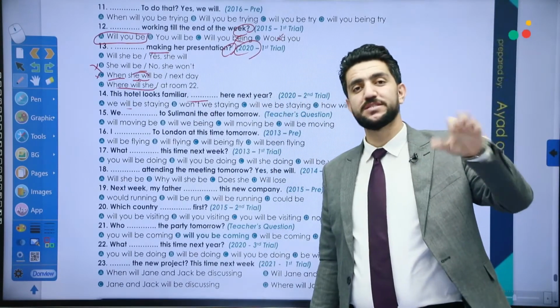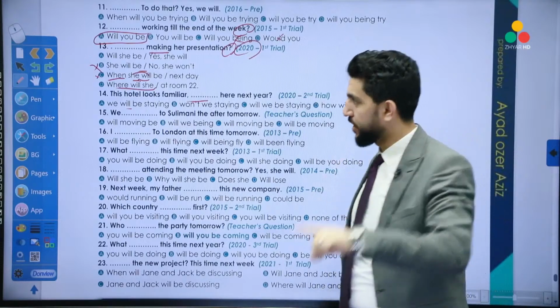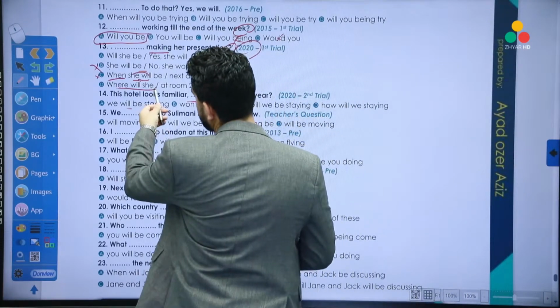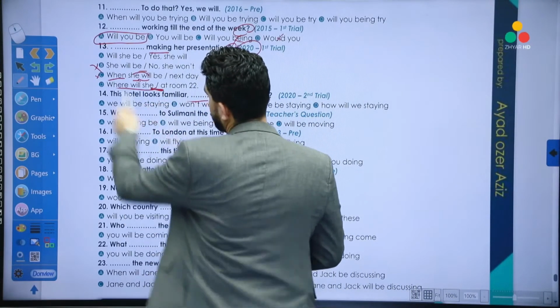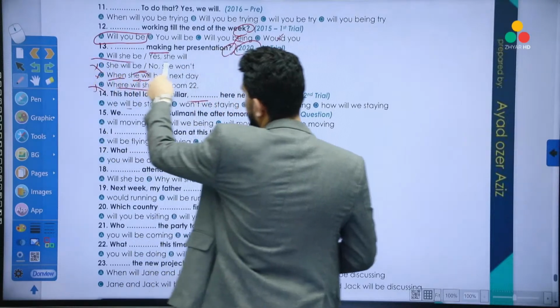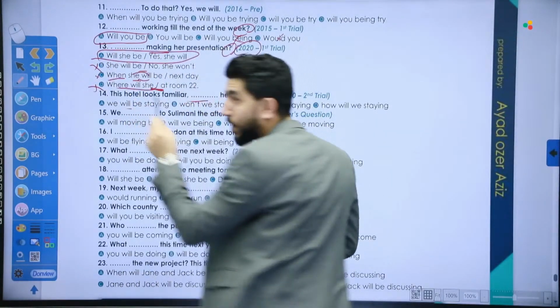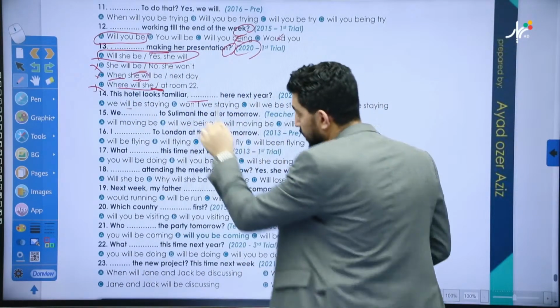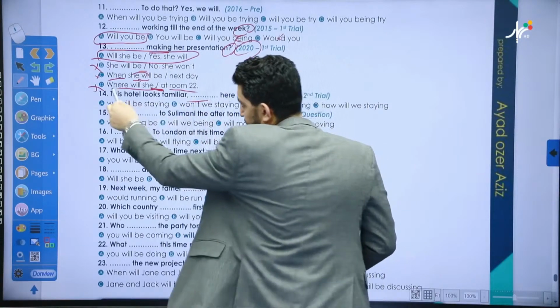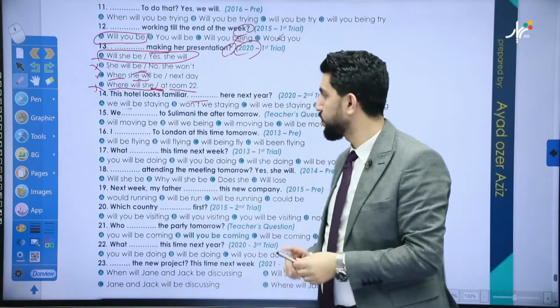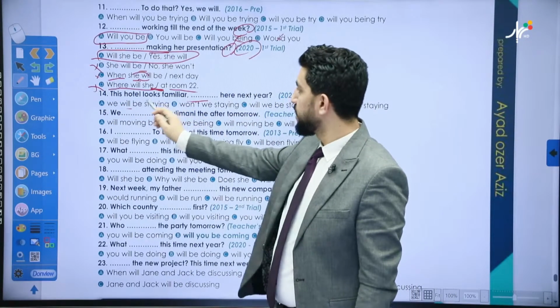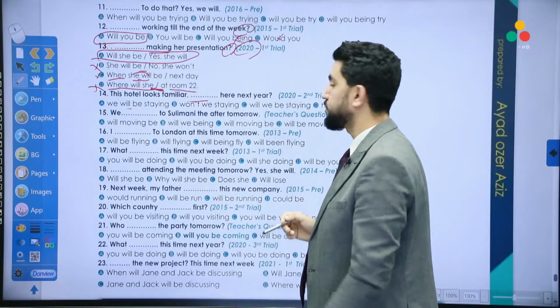Yes, clever students? Very good. This one is wrong. We don't have be. Where's be? We don't have be. This is wrong. So the correct answer is this one. Otherwise, it would have been correct. Why? Because room is about place and we have where. It would be correct. This hotel looks familiar here next year.